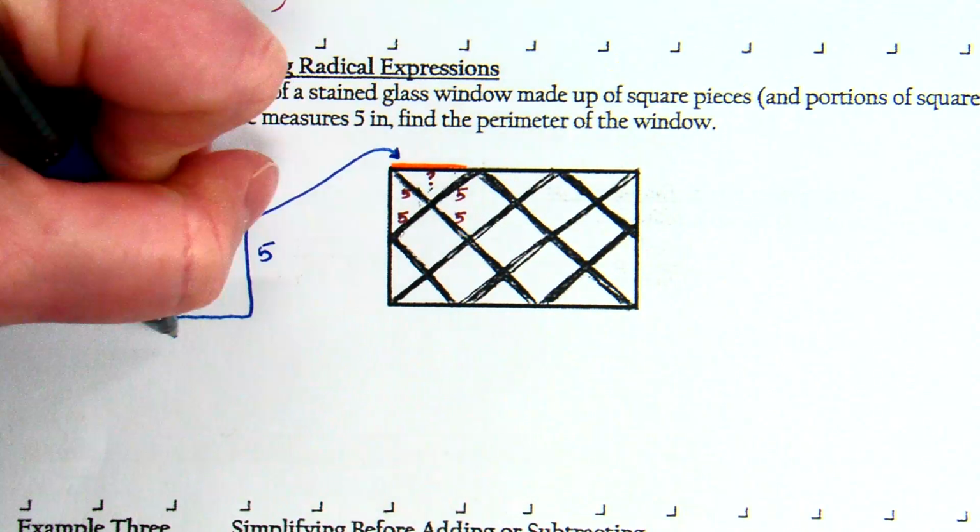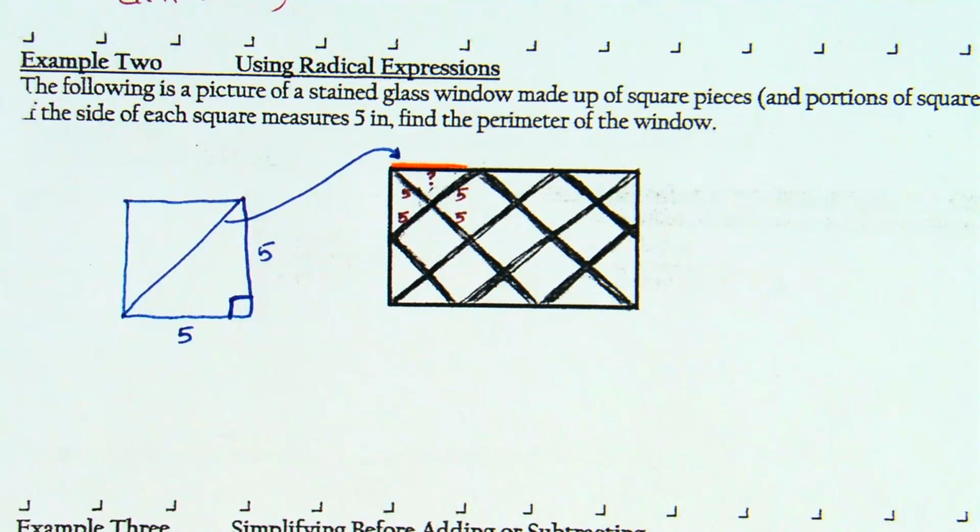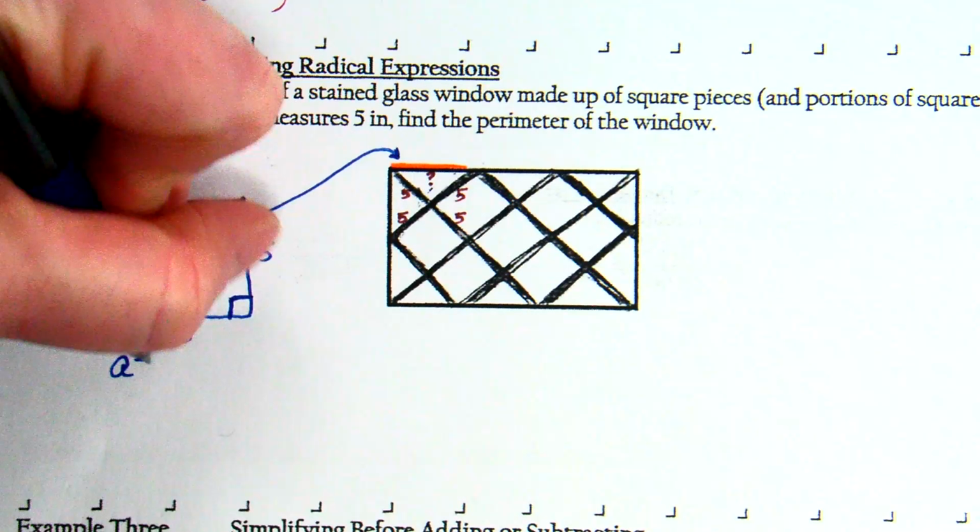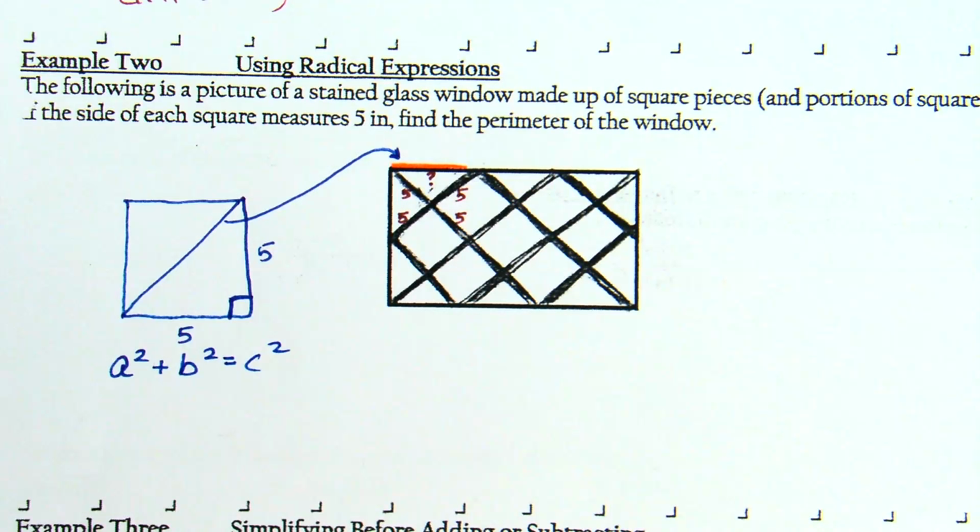On each of these squares, we know that the sides are all 5. And because it's a square, we know the corners are right angles. So by drawing that diagonal, we've chopped our square into 2 equal triangles. And so in order to find that diagonal, we are going to talk about our Pythagorean theorem. A squared plus B squared equals C squared.